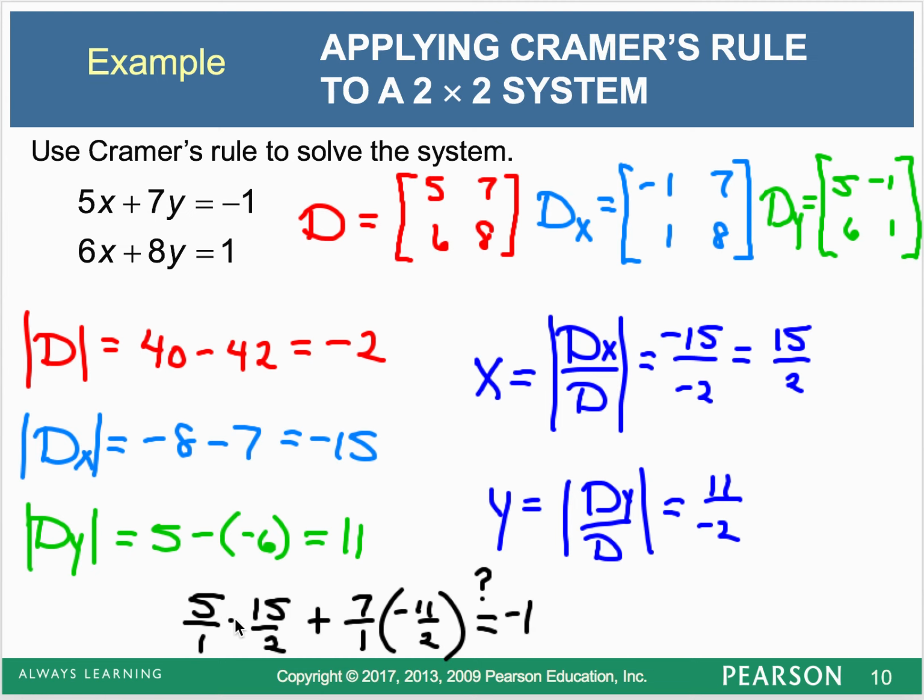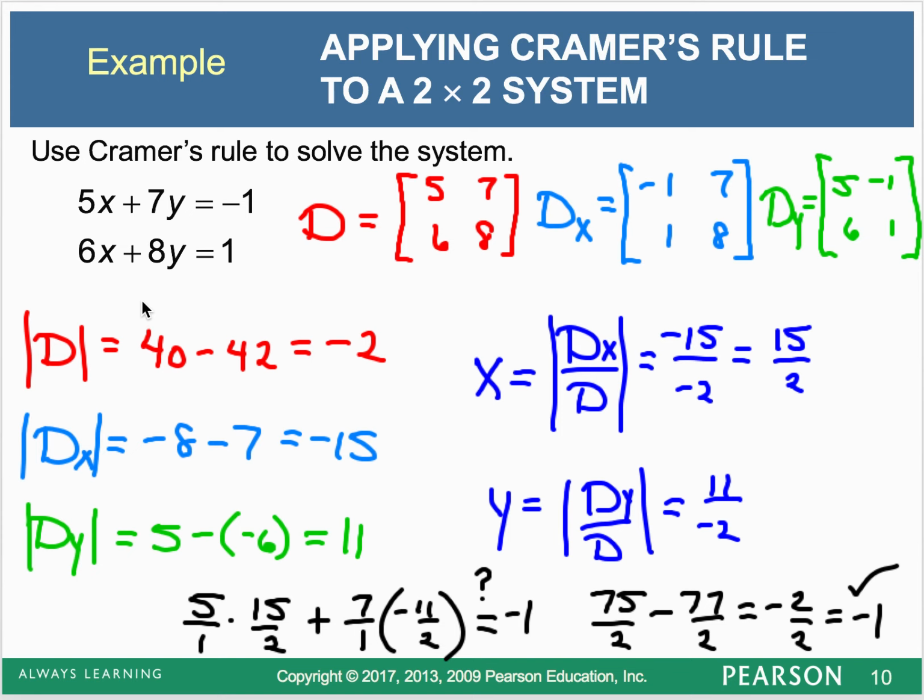All right, so let's see. What does that give us? 75 over 2 minus 77 over 2, which is negative 2 over 2, which is negative 1. Yes. And if I just want to be doubly sure, it also needs to satisfy the other equation, but it should. Okay, so just to clarify, that's Cramer's rule.